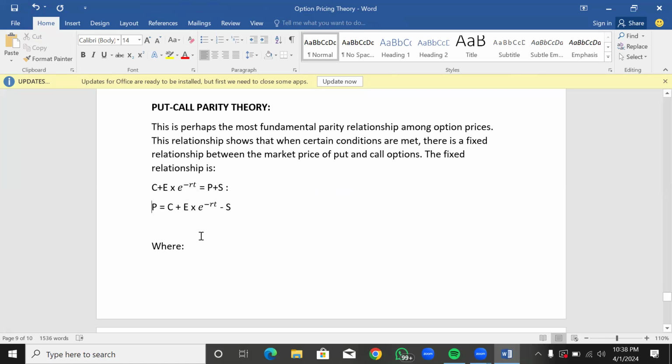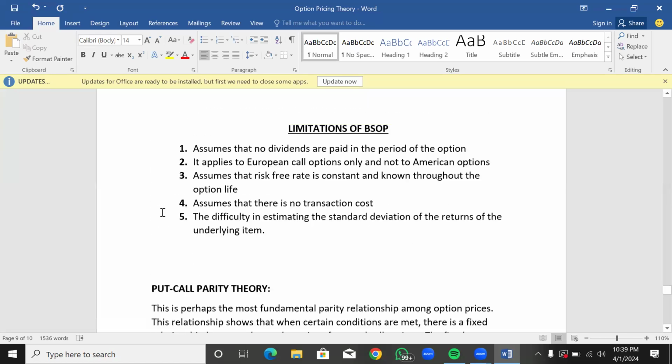Do you guys know how I got this formula? Somebody should answer me. Yes, it's just subject of formula. I simply made put the subject of our formula. So put equals call option plus your exercise price times your exponential minus RT. I just brought this over to this side, then minus stock price. I just made it the subject of the formula. This put option formula is very complicated. Let me show you.